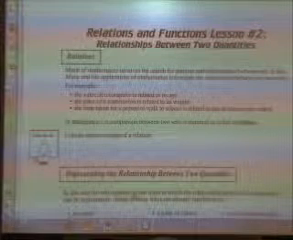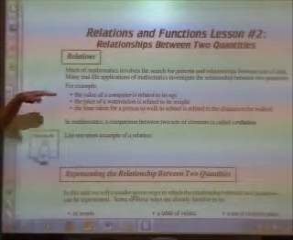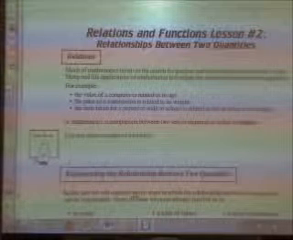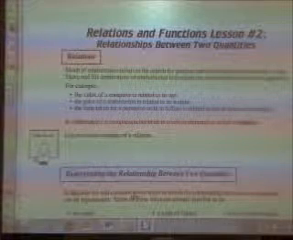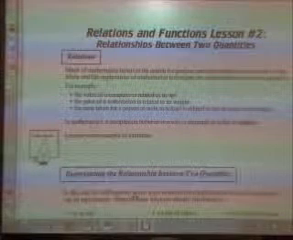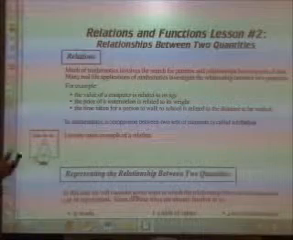So when we're looking at patterns and relationships between data, we've got our relationship between two quantities, such as the value of a computer compared to its age. The older the computer is, the less it's worth. Or the price of a watermelon related to the weight. The heavier the watermelon is, the more money it's going to cost you at the till.